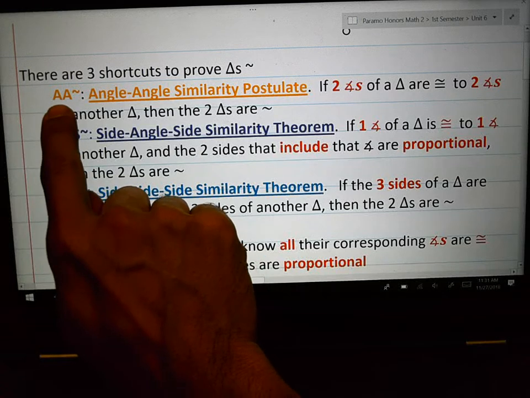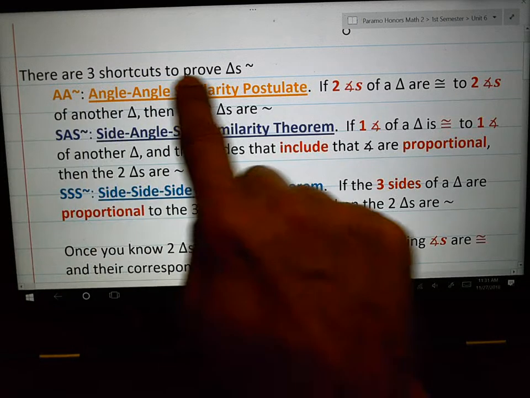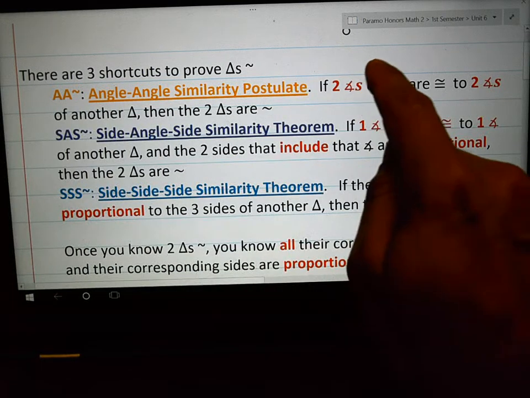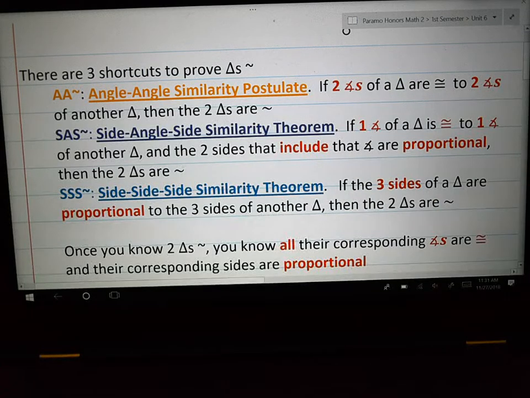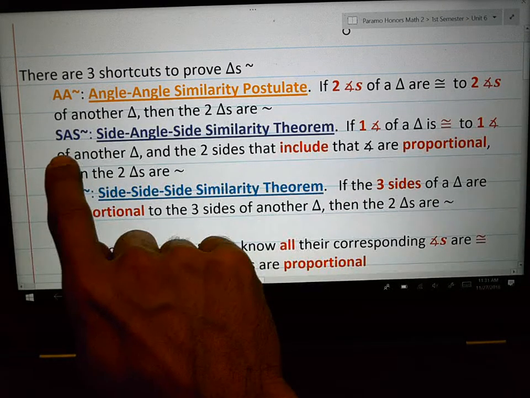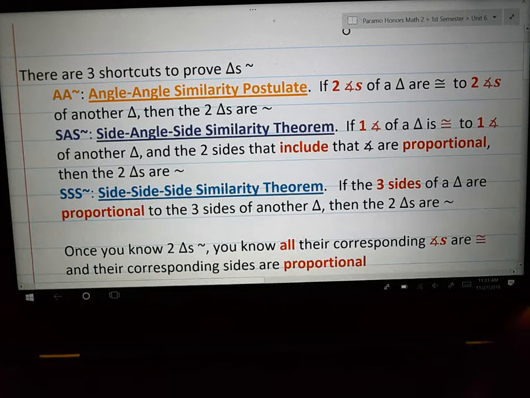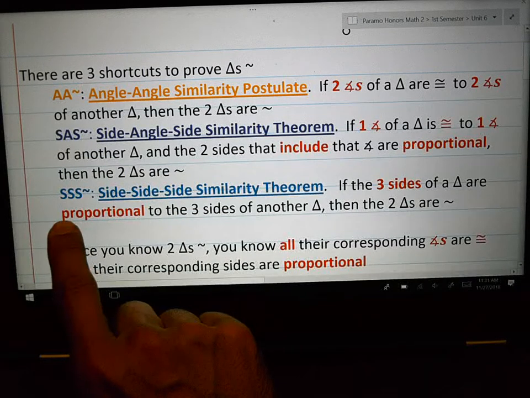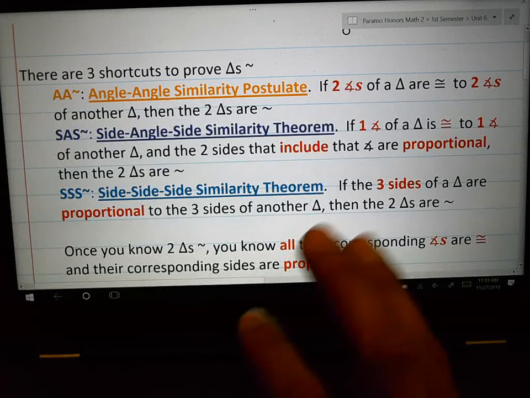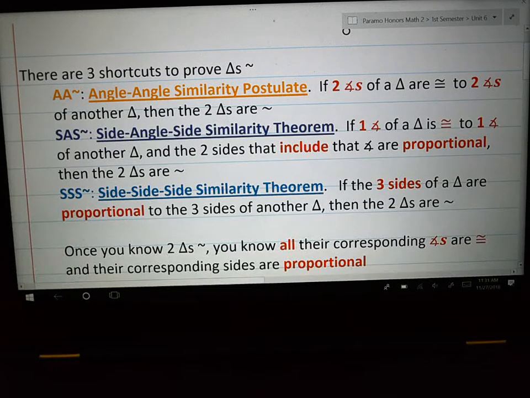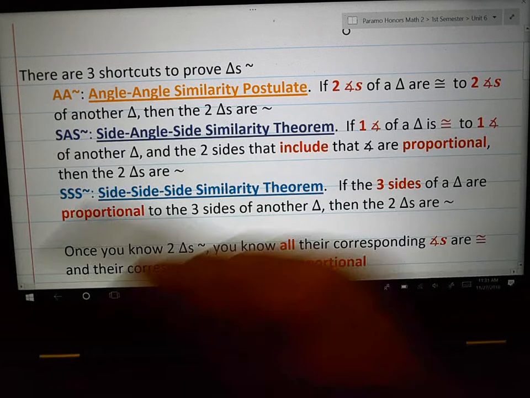If you know only two angles of one triangle match or are congruent with two angles in another triangle, they are similar. If one angle is congruent and two sides are proportional to another, then they are similar. And if all three sides are proportional to all three sides in another triangle, they are similar by the side-side-side similarity theorem. That's what this says.